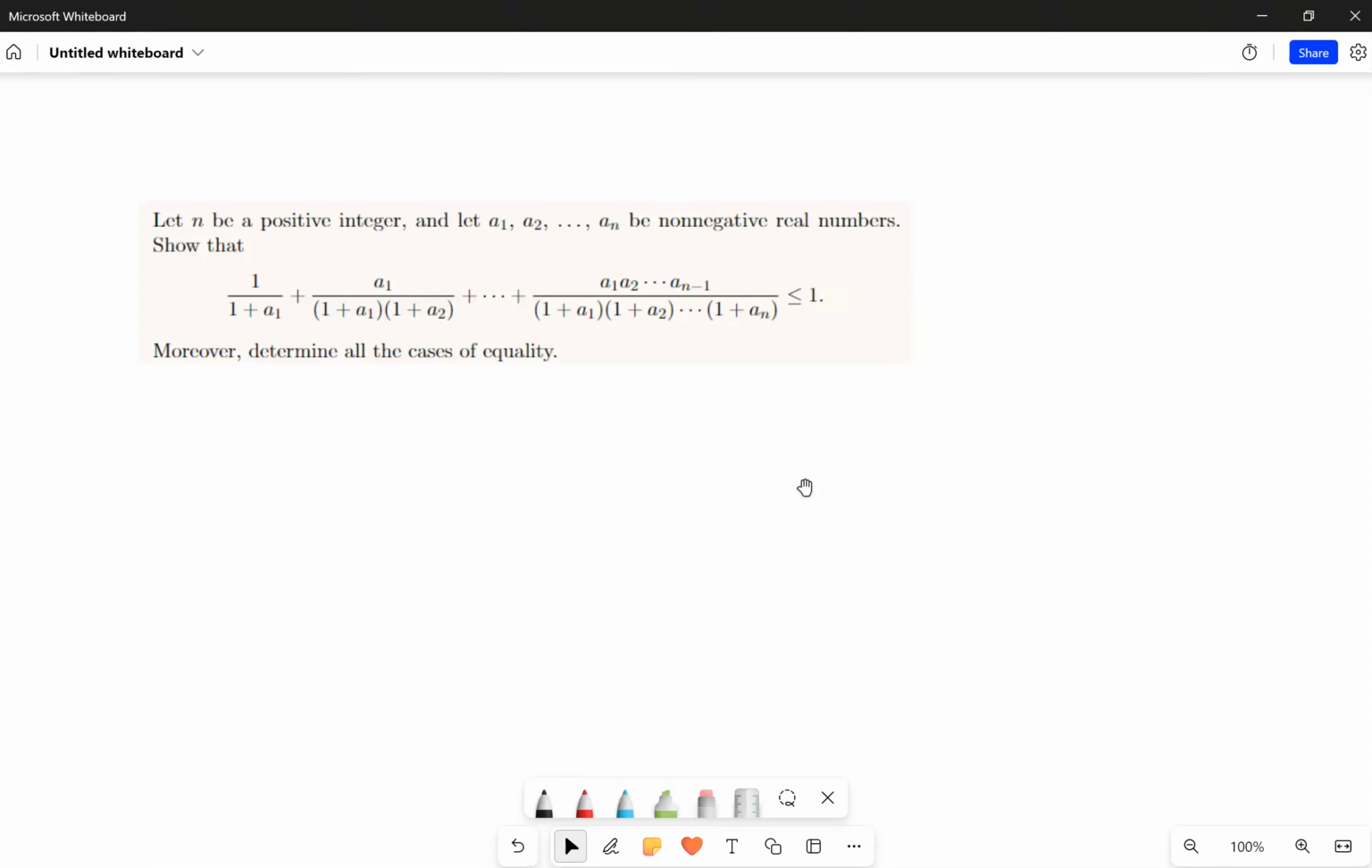Let n be a positive integer, and let a1, a2, all the way to an be non-negative real numbers. Show that the sum on the left-hand side is less than or equal to 1. Moreover, determine all of the cases of equality.